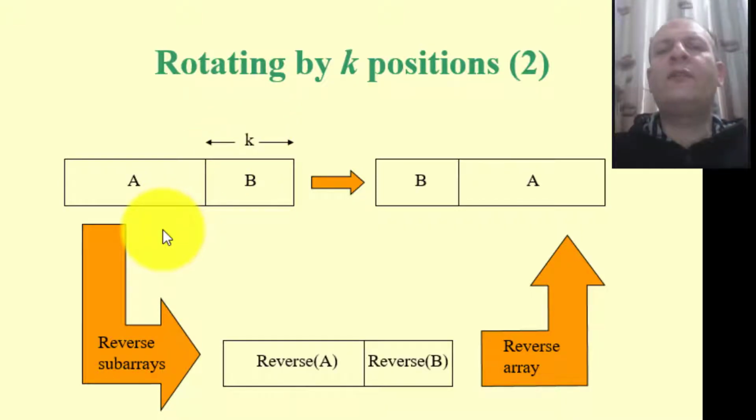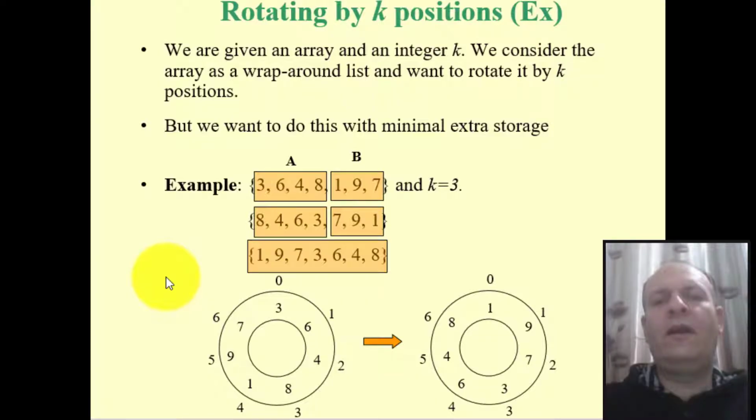So the algorithm now will be 3 steps. Very simple. Step number 1, reverse the subarray A. Step number 2, reverse subarray B. Step number 3, reverse the whole array again. We will get a rotated array by key positions. Very simple. Reverse here means the last element of the subarray will be the first element, and the first element will be the last element. Reverse the elements that are there.